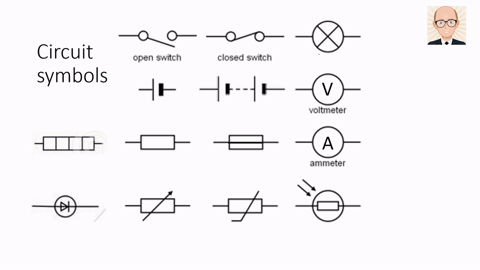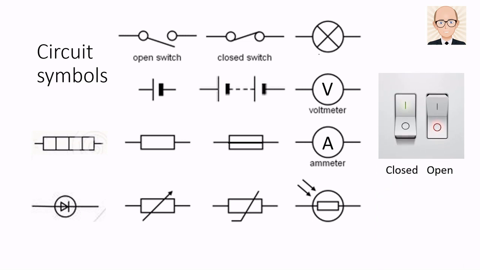The open switch will stop the current flowing because it puts a break in the circuit and usually turns the circuit off. Closing the switch completes the circuit, allowing charge to flow.